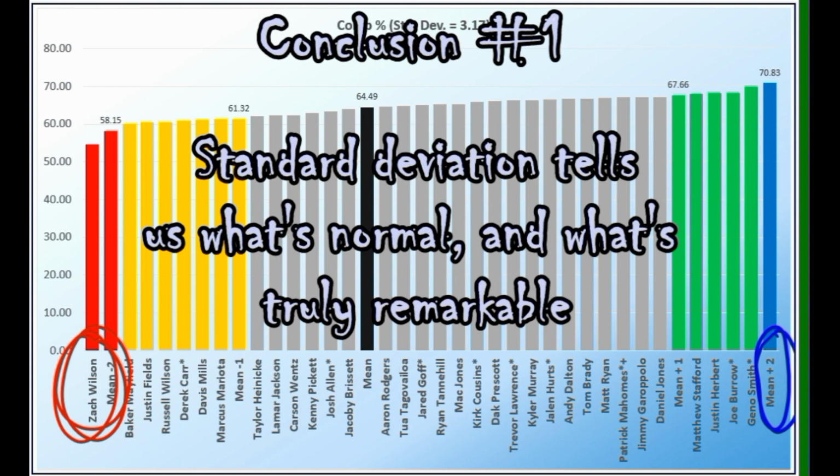I said about 2% of the population usually is plus or minus 2, so that 58.15 mark. So again, about 2.1% of the population, about 0.1% of the population, aka 1 in 1,000, ever falls plus or minus 3 standard deviations. So Zach Wilson had a year for the ages. Let's go with that.